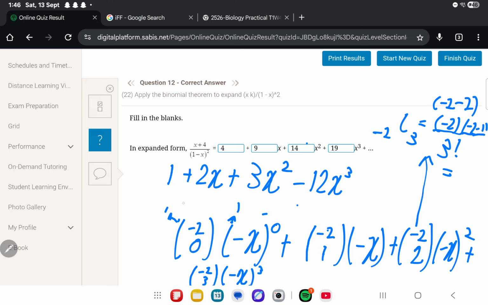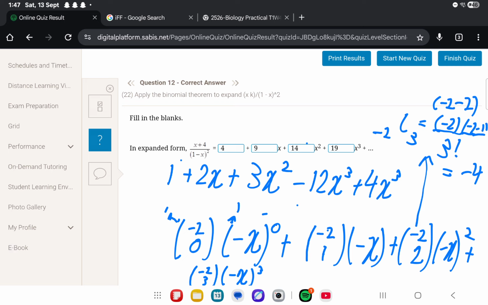We have this. Now, I almost made the same mistake I did earlier. This is not the answer, because I used the 2 factorial in the one I just did. 3 factorial is 6, so negative 2 into negative 2 minus 1 into negative 2 minus 2 gives me negative 4. So negative 4 into negative x cubed, so plus 4x cubed. Okay.